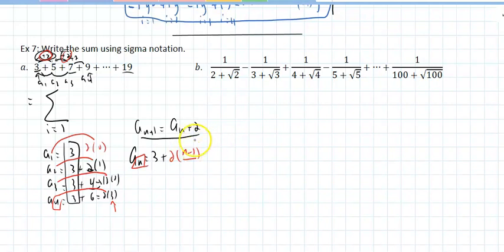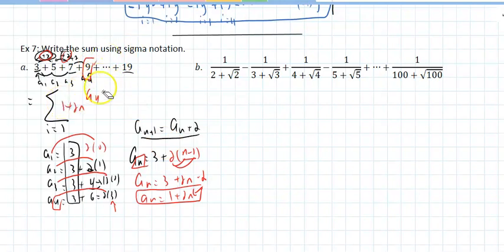And that's a general term for an arithmetic sequence. A sub n is 3 plus 2n minus 2. A sub n is 1 plus 2n. So, to find any term on this list, replace n by its position. So, a sub 4, put a 4 in there. 2 times 4 is 8 plus 1 is a 9. There it is. 1 plus 2n. That's very good. But we're not going to use n, we're going to use I.